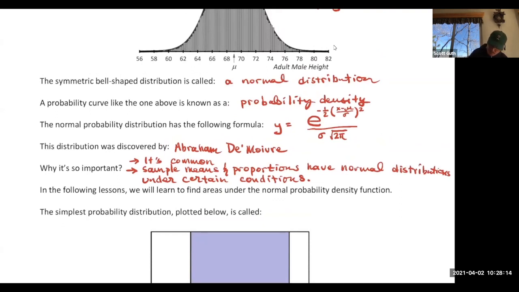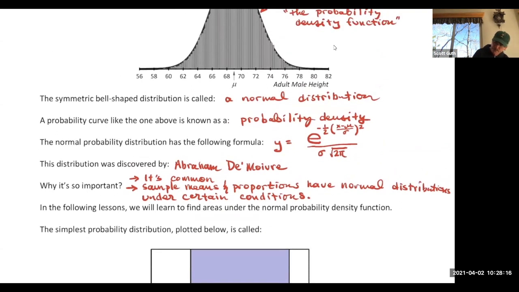I said that distribution is discovered by de Moivre. It was actually Carl Gauss, Carl Friedrich Gauss, who took the credit for it for a very long time. Gauss is a very famous mathematician and physicist.